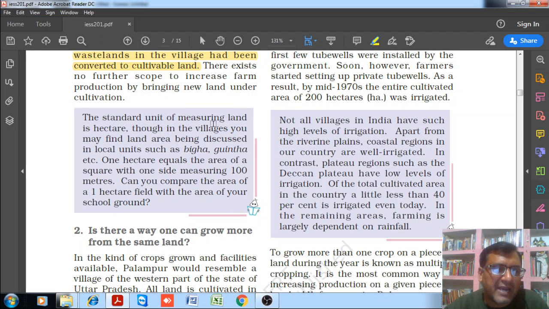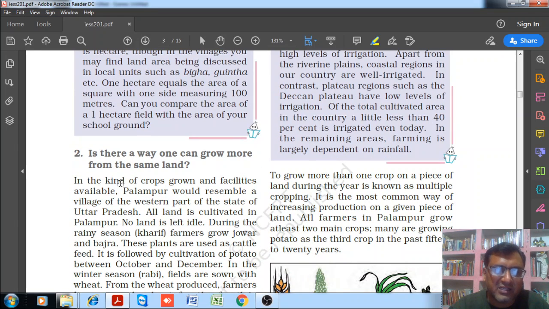Now you have to see the unit of land. In the blue box you will see that the standard unit of measuring land is the hectare. Though in villages you may find the area being discussed in local units such as bigha. Bigha is a local unit for measuring land. Another local unit is Guintha. These are the two names you have to remember for 1 mark questions. And 1 hectare equals the area of a square with one side measuring 100 meters. That means 100 meters on one side and 100 meters on the other side in a square form is called a hectare. This is common information regarding agriculture and land measuring.